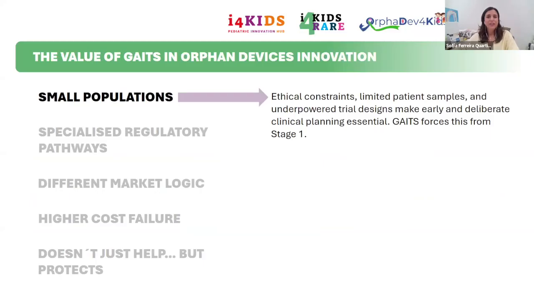So now, why does all this matter even more in orphan devices? Let's start with the most fundamental challenge: small patient populations. We will find ethical constraints. We will find limited samples, underpowered trial designs, but you cannot improvise your clinical strategy at stage 6. You really need to start defining all this strategy before. And this is why GAITS really forces you to think about all these things, even in the idea stages.